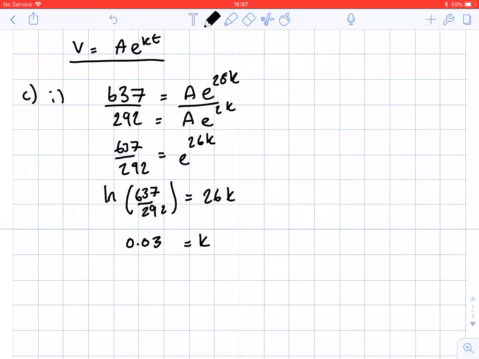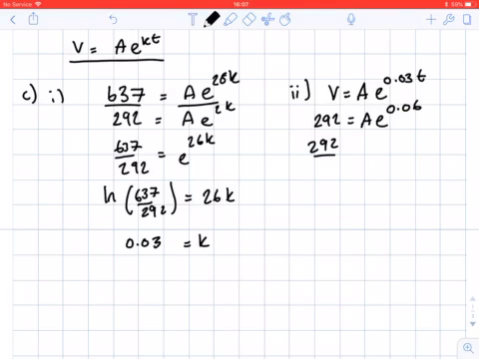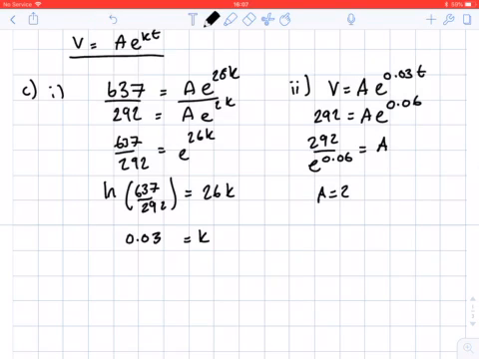Now in part 2, it asks for what is the value of a. Well, again, we can just substitute in, and we've got our new equation now. v is equal to a e to the 0.03t. Well, I know that the value was 292 when t was 2, so I can substitute that in. That gives me e to the 0.06. So basically, if I do 292 divided by e to the 0.06, I get a, which comes out to be 275.